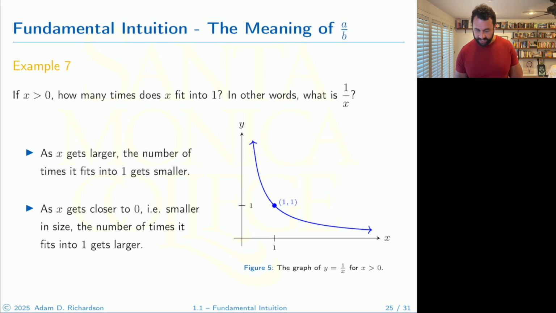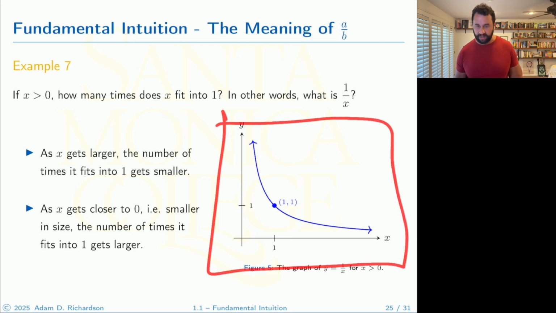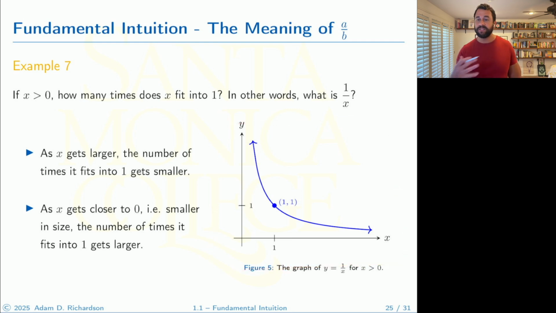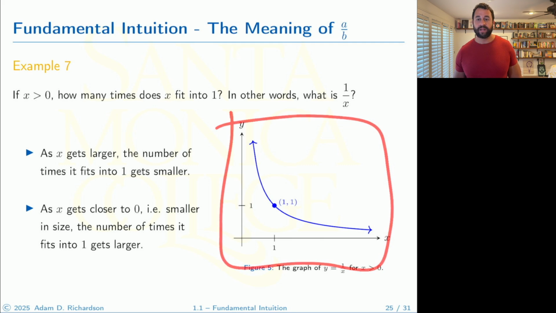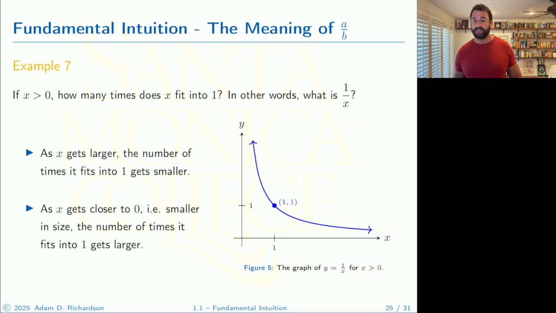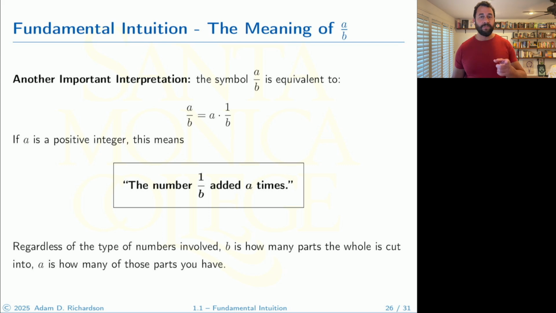See here, we just intuitively produced the graph of 1 over x by using these fundamental intuitions, the meaning of a over b, right? This is the fun part about math. You can use that intuition to guide you, and then you can work out the rigor to make sure that your intuition is valid, because sometimes your intuition won't be. We'll see that later.